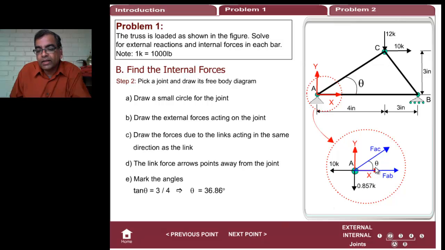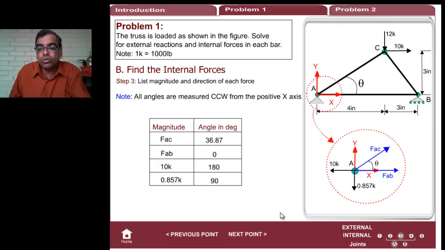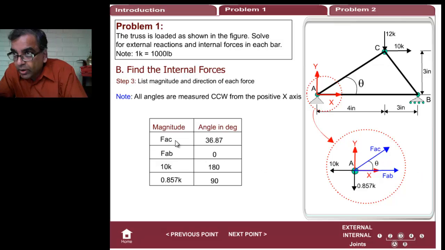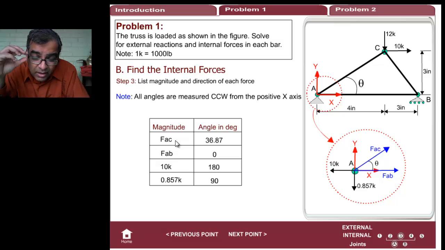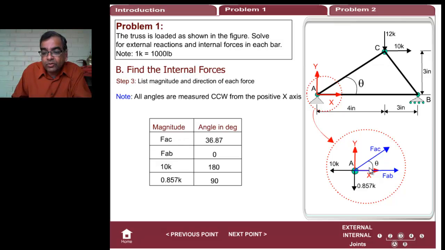Then I'm going to mark the angle. That angle theta is given by looking at this triangle. 4 by 3, tan theta is 3 over 4, so I get theta is 36.86. Now for each force here, I'm going to write its magnitude and its angle. FAC has a magnitude FAC whose value can be positive or negative. So don't think it is always going to be positive. It could be either way. And the angle that it makes with the positive x-axis is 36.87 degrees.